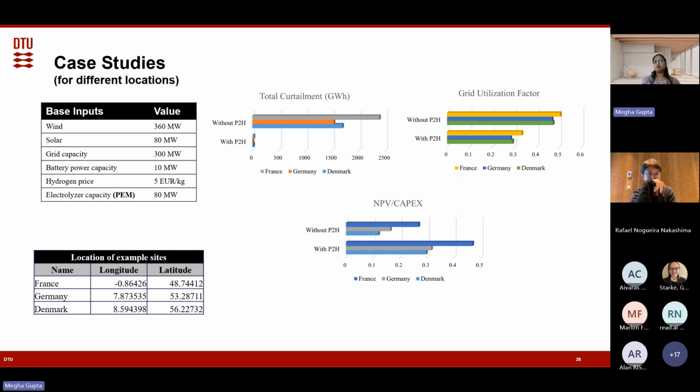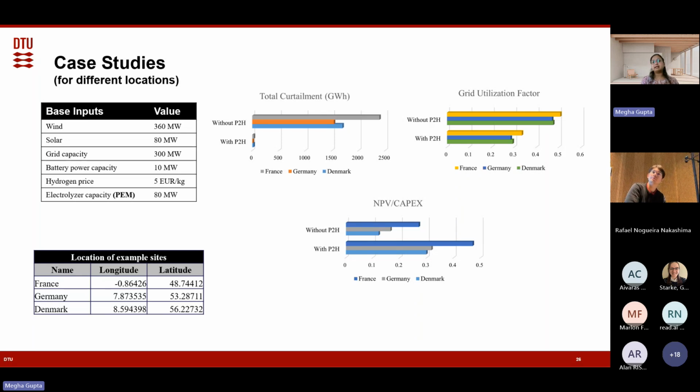With this, what we have observed, in the first graph, is that the total curtailment has reduced significantly with the power to hydrogen setup, because whatever power was being curtailed earlier due to the limited grid connection is now being used to produce hydrogen and earn more revenue. And that has added to the NPV over capex, which is the profitability of the plant. At the same time, the grid utilization factor, which is basically the measure of how much of the available grid capacity we are utilizing, has come down with power to H, because sometimes we are not supplying power to the grid, rather we are producing hydrogen.